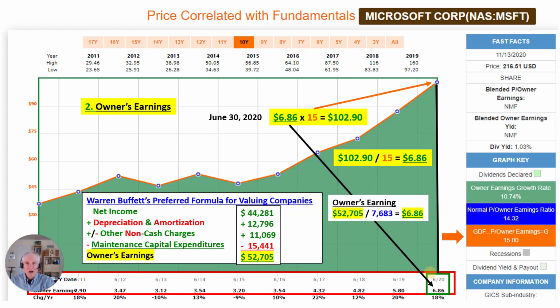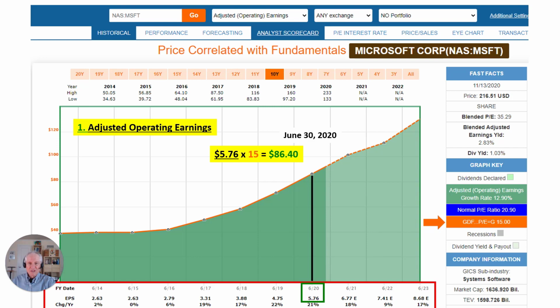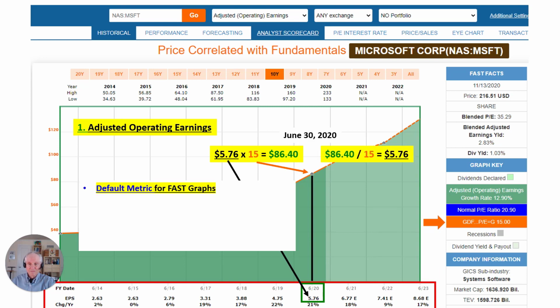Number 2, we can see in fast graphs. The last one, the top, the default, is the adjusted. And this is what we come up with in fast graphs for adjusted operating earnings. It was 576. At 15, we can see the trend line. There's a nice smooth trend line there for adjusted earnings per share. And that's what we try to do in accounting, smooth things out. So 576 times 15, we would say the value is 8640 as a default in fast graphs.